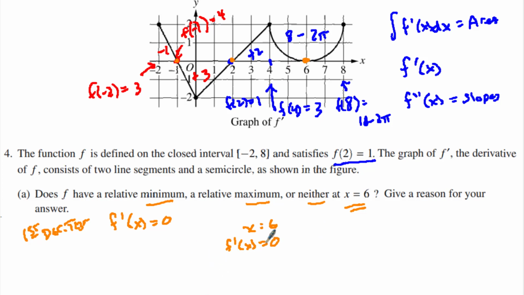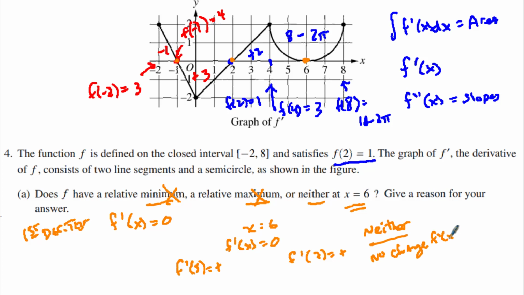And you can see before that, let's say f prime of 5 is going to be a positive value. F prime of 7 is going to be a positive value. So if you're going from a positive value to a positive value, it is not a minimum, it's not a maximum, it is neither. It's because my graph is not changing from positive to negative or negative to positive. There is no change in the f prime of x at x is equal to 6. And so it's neither.